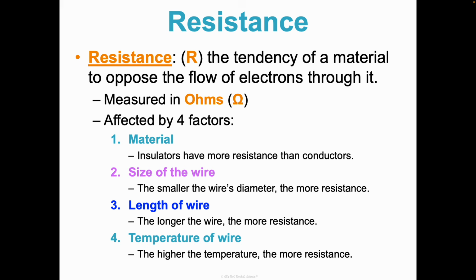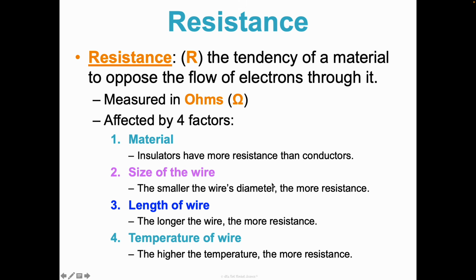If you've ever used your laptop for a really long time, or especially if it's an older laptop or your Chromebook, and it's been sitting on your lap, you might notice that the result of resistance is the conversion of electrical energy to thermal energy, and your lap gets warm from the laptop. So that all has to do with resistance.